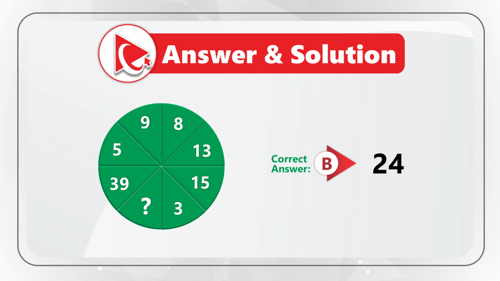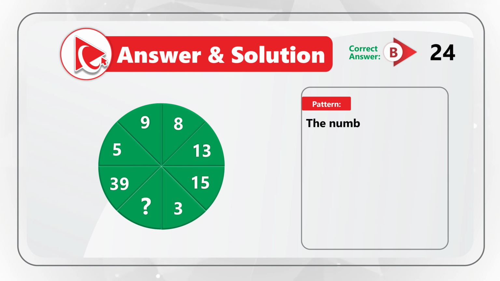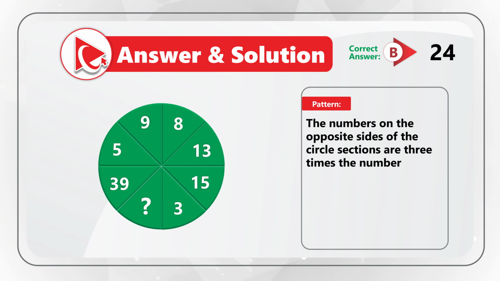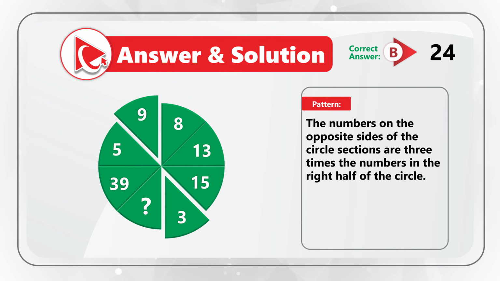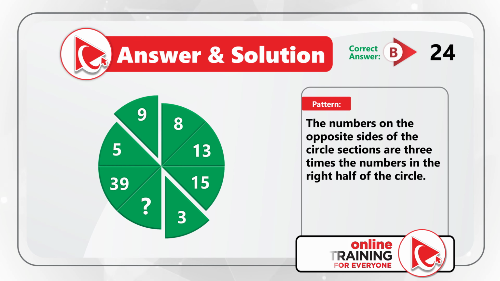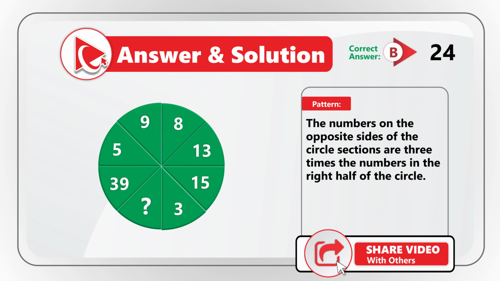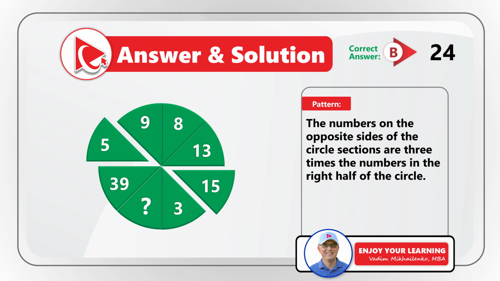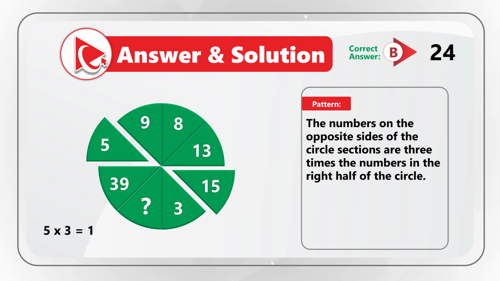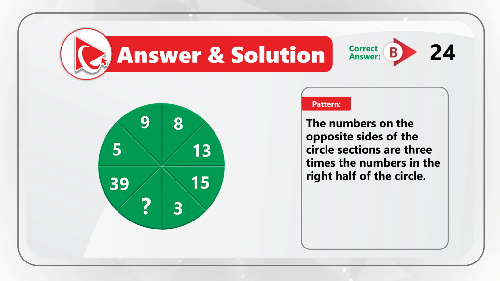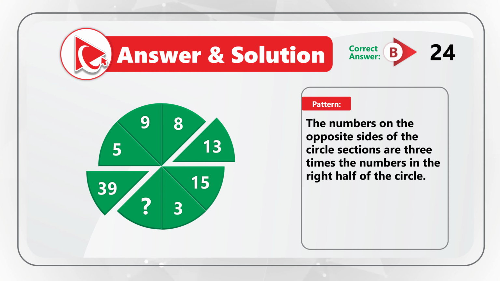And here's why. I think the numbers on the opposite sides of the circle sections are 3 times larger than the numbers on the other side. Let's take a close look. For example, the numbers on the opposite sides of the 5 o'clock and 10 o'clock sections are 3 and 9. And 9 is 3 times larger than 3. The next set of numbers is 5 and 15. And 5 multiplied by 3 equals 15. The next set is 13 and 39. And obviously, if you multiply 13 by 3, you will get 39.